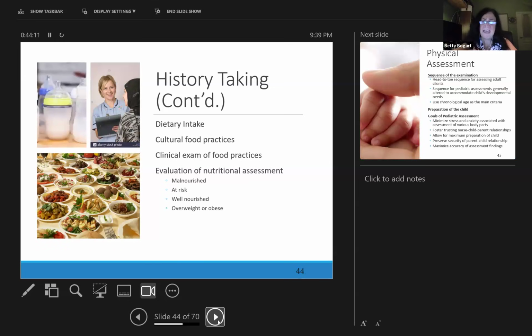I need to know how they're eating. What if they're vegetarian and I see a low hemoglobin and hematocrit? I want to get the dietitian in there to make sure that they're getting the proper stuff. Also, know if they're lactose intolerant. Are they getting enough calcium in their diet? These things are important.